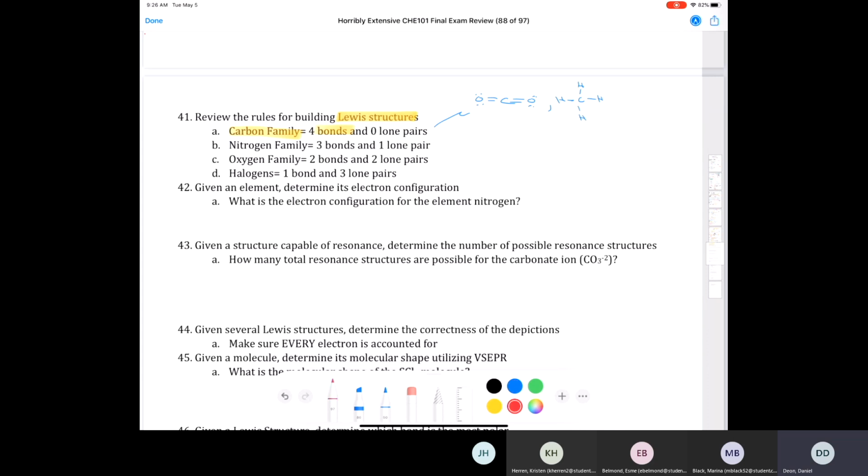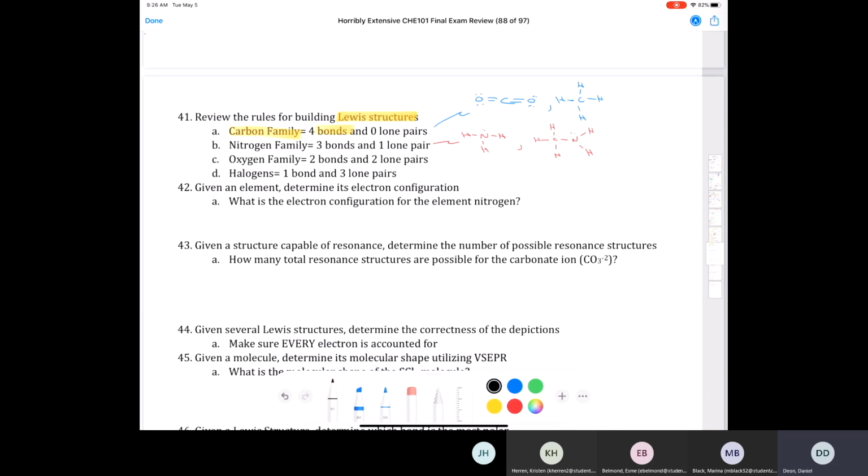The next one says the nitrogen family. Nitrogen always has 3 bonds and 1 lone pair. Like if you look at the Lewis structure of ammonia, the nitrogen has 3 bonds and 1 lone pair. If you look at something like methylamine, this is just another Lewis structure. Methylamine is the amine that smells like stinky fish. Again, you can see that the nitrogen atom has 3 bonds and 1 lone pair.